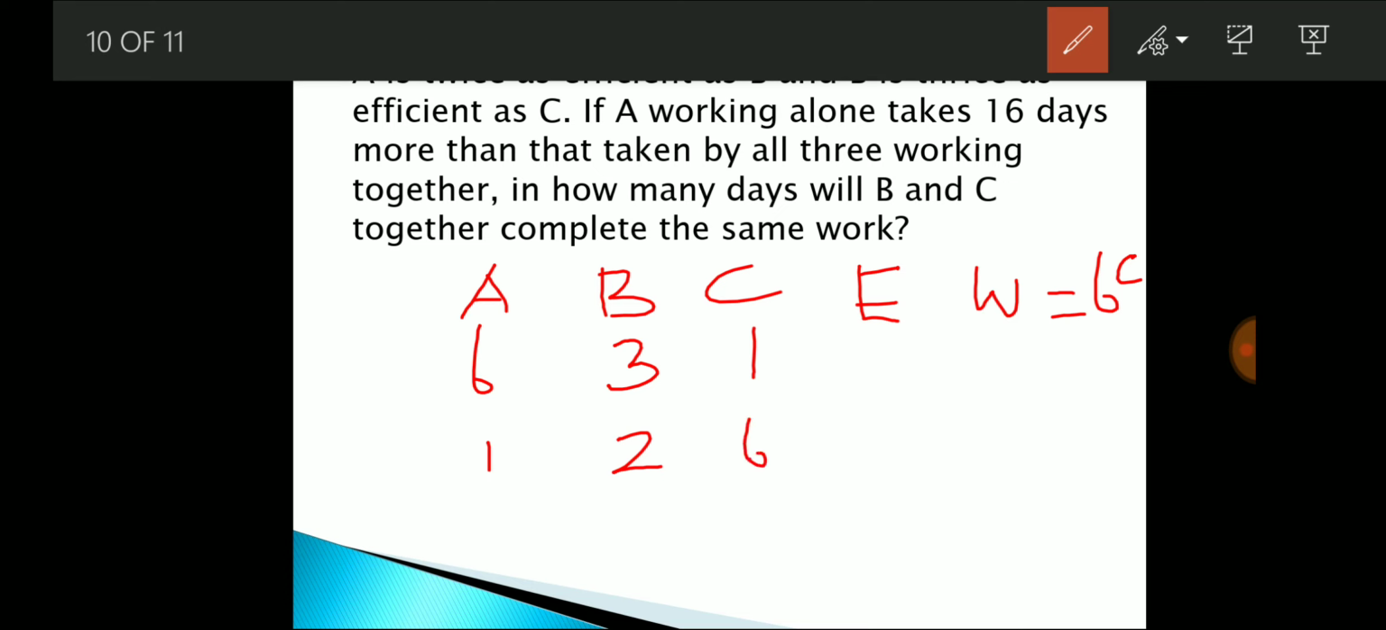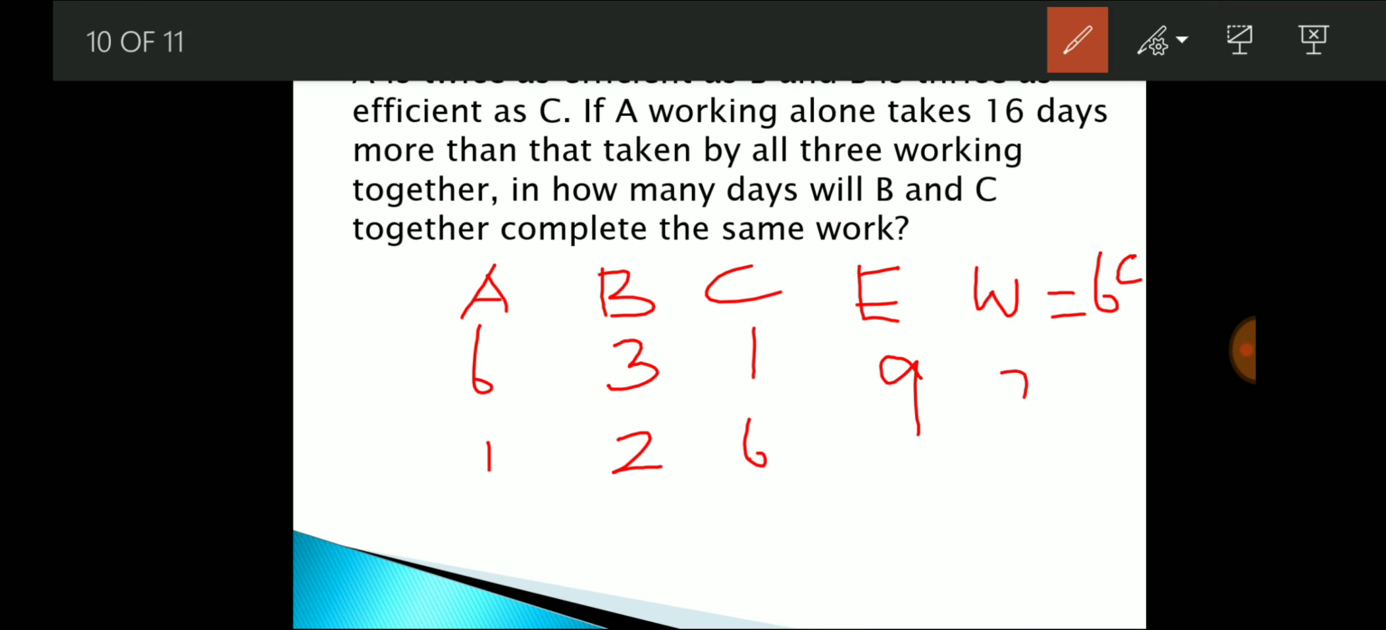So what they've given is A working alone takes 16 days more than the time taken by all three working together. So their question is how many days will B and C together take to complete the work? So it is understandable here. A, B, C, all three together, the efficiency is going to be 9.